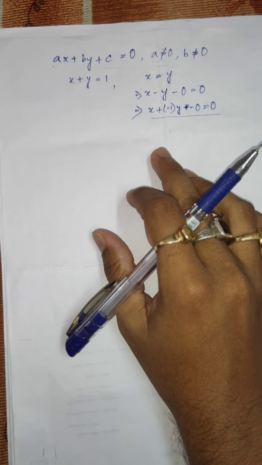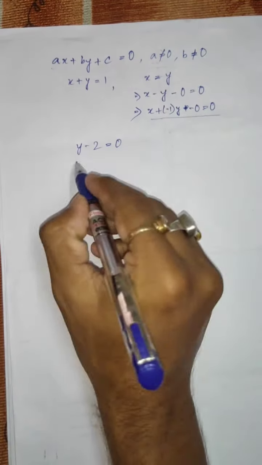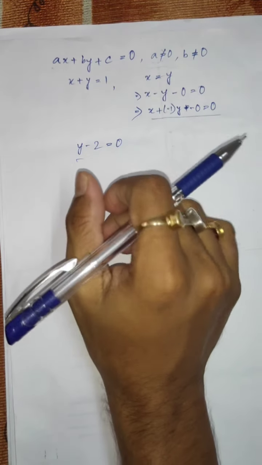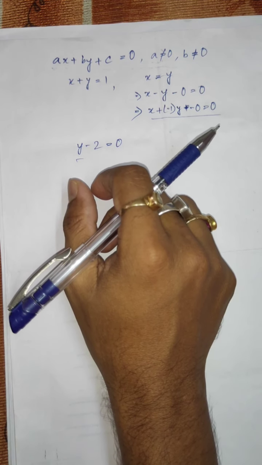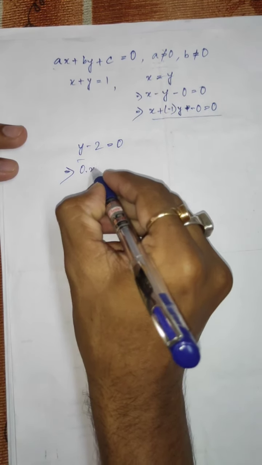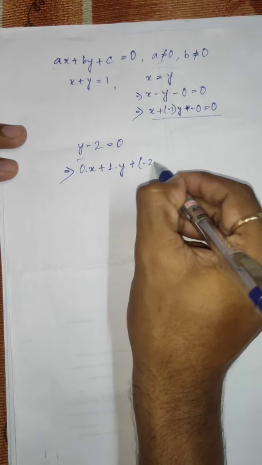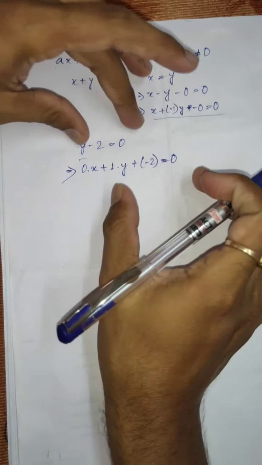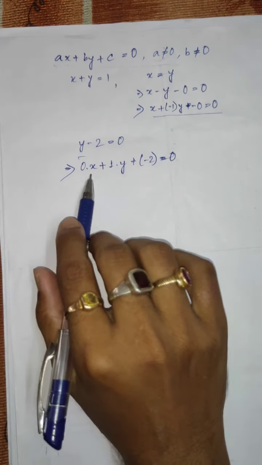Suppose we are given any equation, say y minus 2 equal to 0. Yes, one more thing. See, this is a linear equation in one variable, but any linear equation in one variable can be represented as a linear equation in two variables. See, here you can write 0 into x plus 1 into y plus minus 2 is equal to 0. See, I have represented this equation like this, so after simplifying, we will get this.